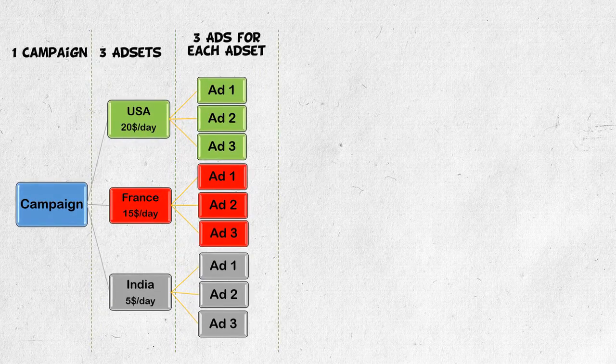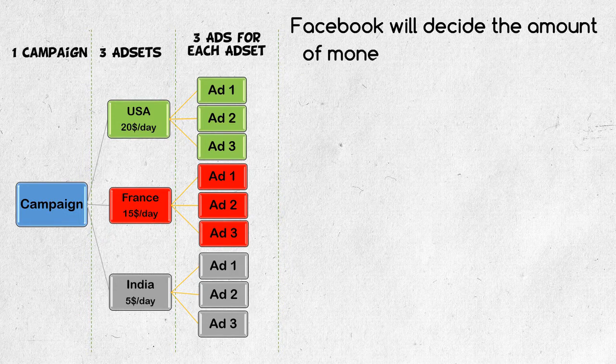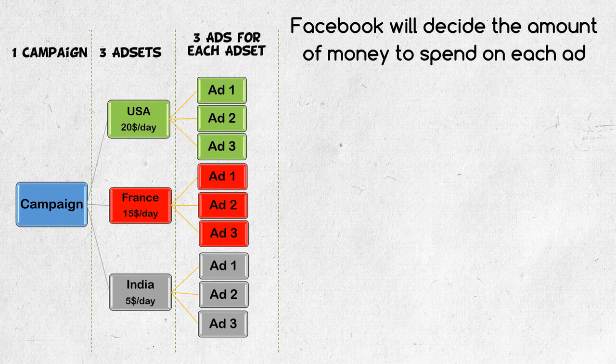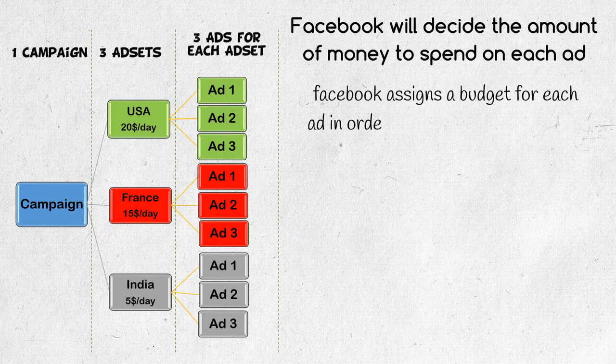Then you have the possibility to create 3 different ads for each ad set. What will happen in this case is that Facebook will decide the amount of money to spend on each ad. For example, for the first ad set, Facebook could decide to spend $15 on the first ad, $4 on the second ad, and $1 on the third one. Of course, it's not a random decision that Facebook takes. Facebook assigns a budget for each ad in order to make maximum results.